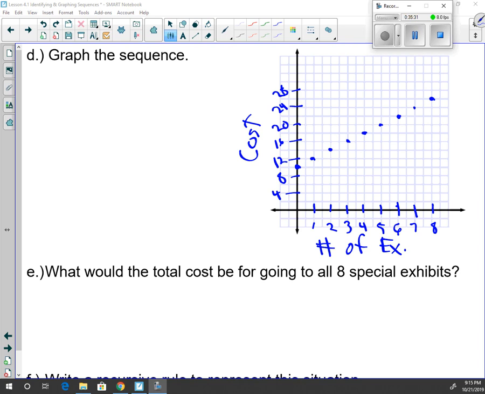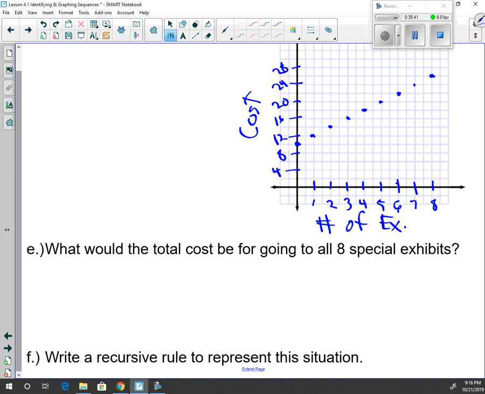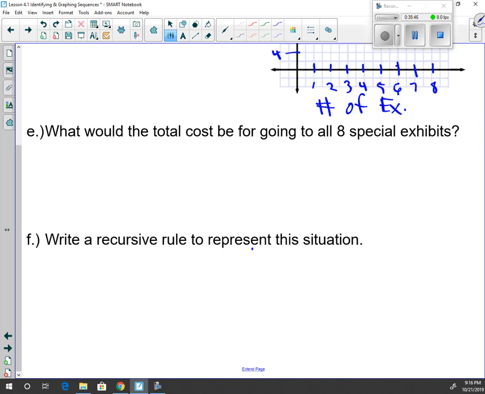All right, it is a discrete scenario. I can't attend 1.5 exhibits. I don't know how that would work. I don't think it's possible. So this is not meant to be connected, so that's what your graph looks like. It is a discrete scenario. It is a discrete graph.